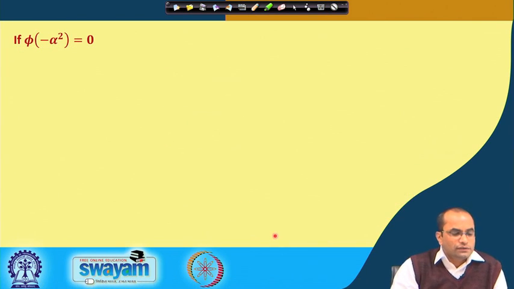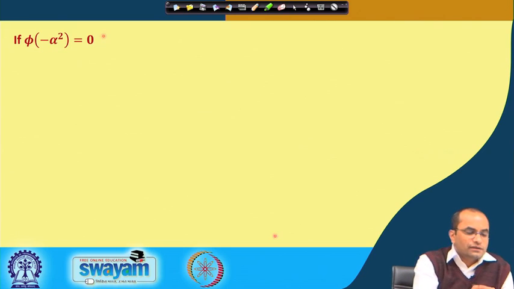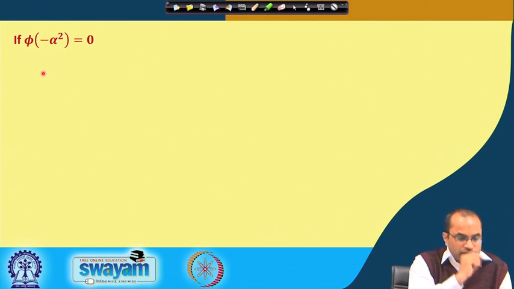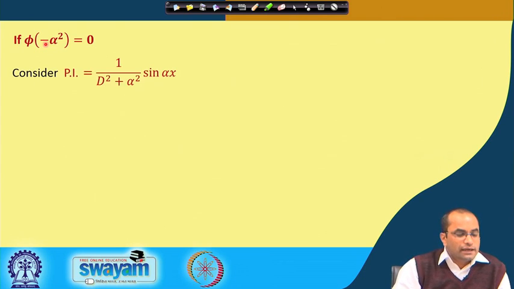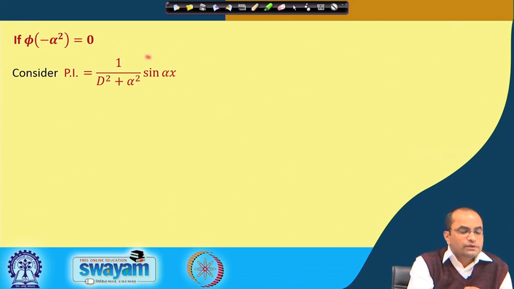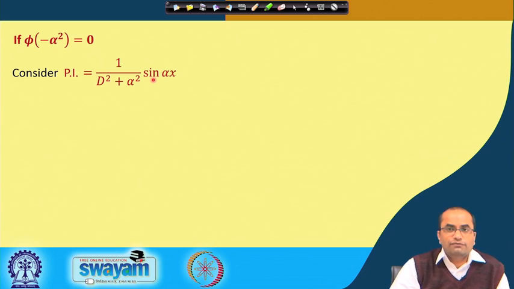So, here we have the other case, if phi minus alpha square is equal to 0, in that case the particular integral, which we will learn now, is 1 over d square plus alpha square, when operated on sin alpha x.